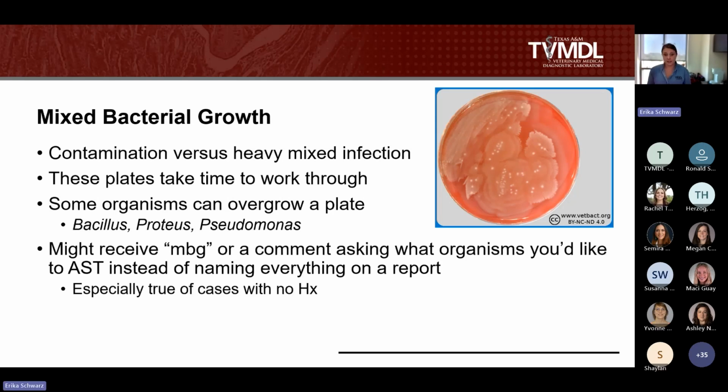And so in these cases, you might receive mixed bacterial growth or a comment asking what organisms you'd like to have AST performed on, instead of us naming everything on a report and then doing 5, 10 susceptibility reports. That's going to run up your bill quite a lot. This is especially true in cases with no history. If we don't have a history, or we don't know exactly what we might be looking for, and we can't really work through something that's heavily contaminated, we might just have to put mixed bacterial growth, because it's time prohibitive, it's cost prohibitive. And ultimately, the information you're going to get out of that culture is probably not going to be super helpful in the context of your case.